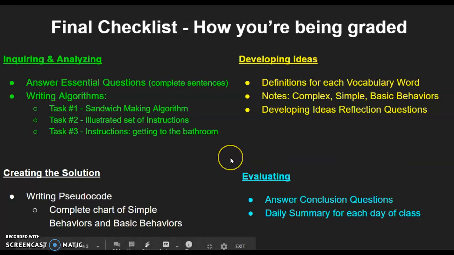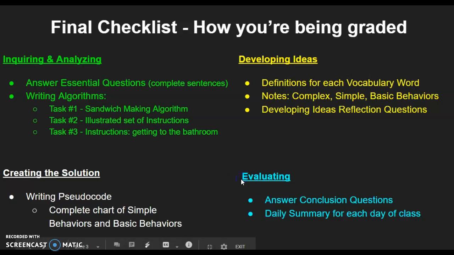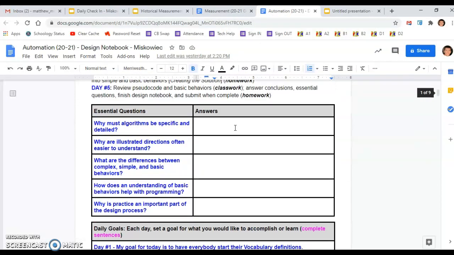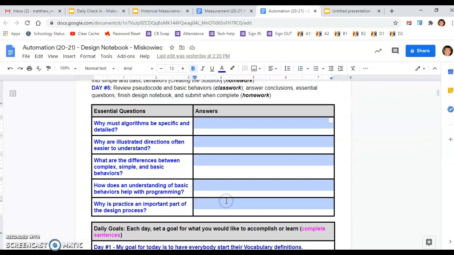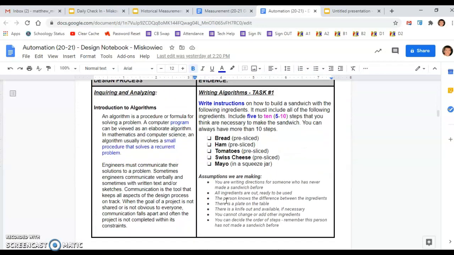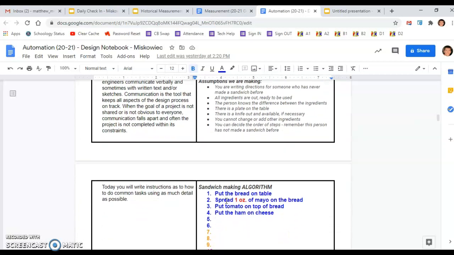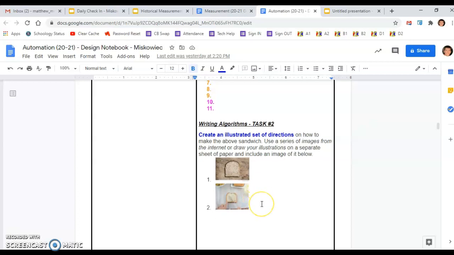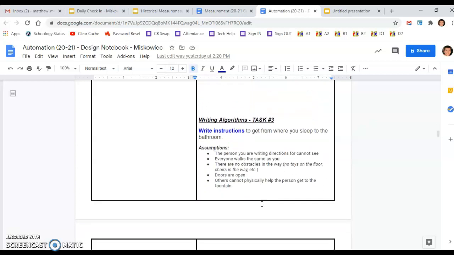So if I were you, I would pause the video right here, just so you can see all of these things, and you can go back and forth to make sure you have everything answered in your design notebook. So you can pause it now, but I just want to quickly go over where all of this is located in your design notebook. And so going to the top, inquiring and analyzing grade is going to be your essential questions, and then the 3 tasks here. So task number 1 was instructions on how to make a sandwich. Number 2 was an illustrated set of directions. And task number 3 was writing instructions to get from where you sleep to the bathroom.